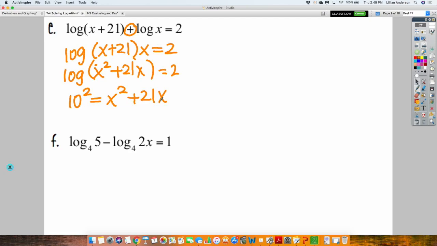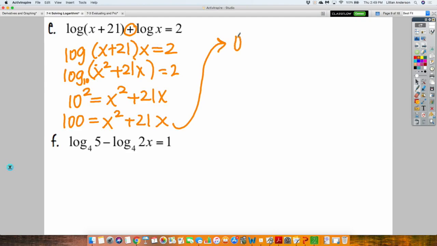10 squared is what? Oh, because it was the base. Because it's a common log. So this becomes 100 equals x squared plus 21x. What do you see? It's a quadratic. And how do you solve a quadratic? Set it equal to 0 and factor if you can, okay?